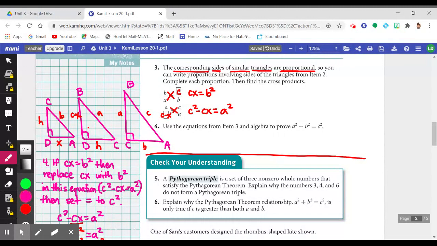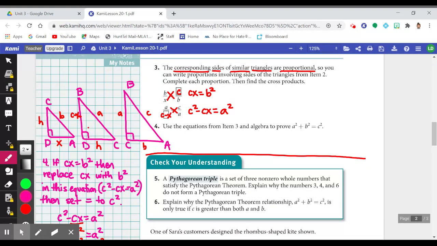I have conveniently copied and pasted that diagram here. And again, we're saying that these triangles are similar, so we can write proportions. We're trying to prove that the Pythagorean theorem is a valid theorem to find the missing side of a right triangle. So let me explain how I figured out which part or which length actually completed this proportion.